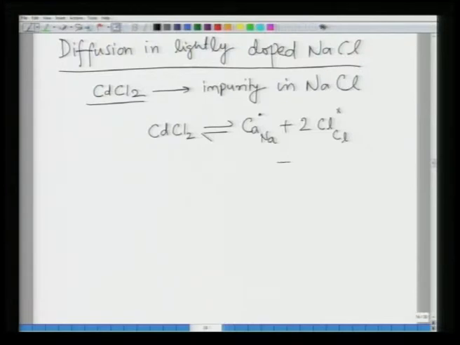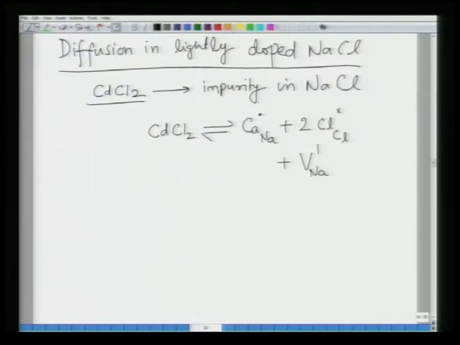Now we do not have the charge balance and also we do not have the site balance, because both the chlorines have gone to chlorine sites, which means for 2 of these chlorine sites I should have 2 of these sodium sites. One of those sodium sites is occupied by cadmium and another one must be empty. So, V_Na prime, and this will carry one negative charge. This will be the defect reaction.